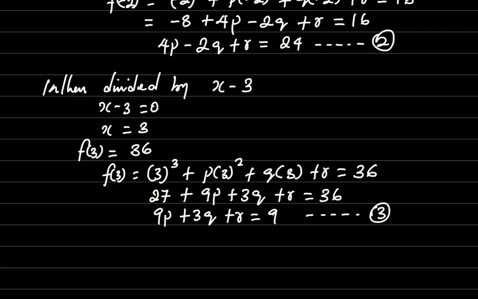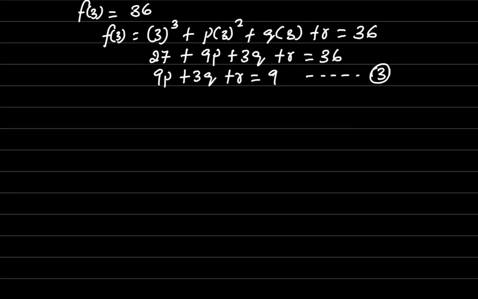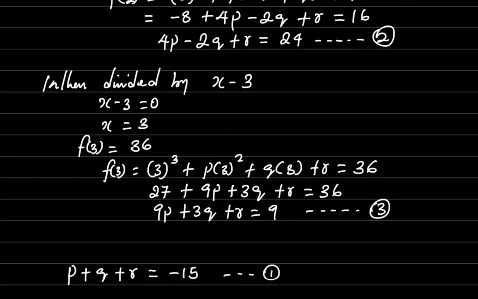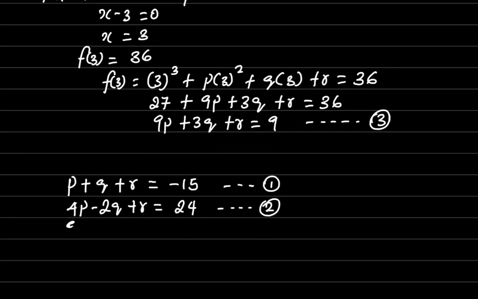So I have 3 equations now. The first equation is p plus q plus r is equal to minus 15. That's equation 1. Then the second one is 4p minus 2q plus r is equal to 24. This is equation 2. Then the third one is 9p plus 3q plus r is equal to 9. This is equation 3. Now I have 3 equations with 3 unknowns.